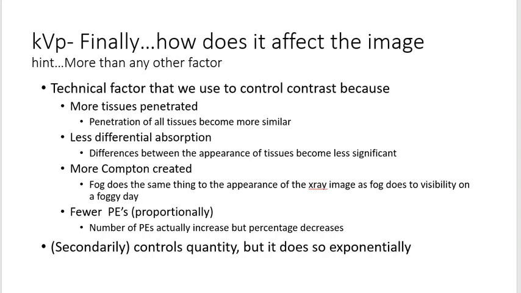We create more Compton. Compton is the type of scatter and the type of fog that degrades the image more than any other type of scatter radiation. So it does the same thing in appearance of the X-ray image as what over-penetration does. So it decreases the contrast.